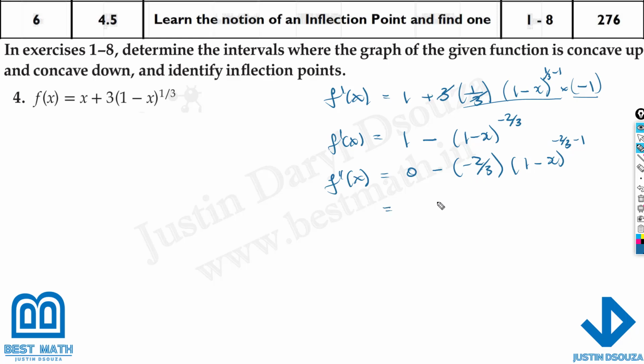Here it'll be minus and minus is plus, so I'm just not going to write the sign. It's positive 2/3 times 1 minus x. Okay, I forgot to write one important thing. After this, there is again the chain rule, minus 1. Don't forget that.